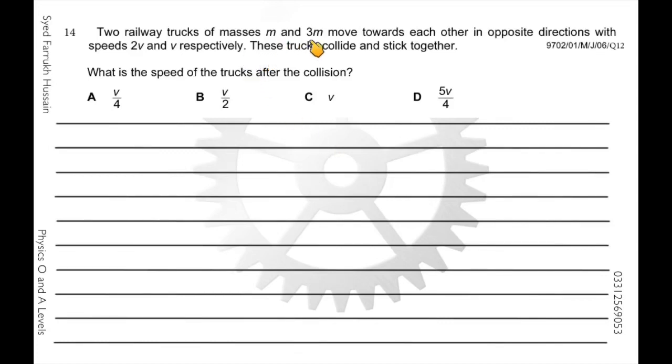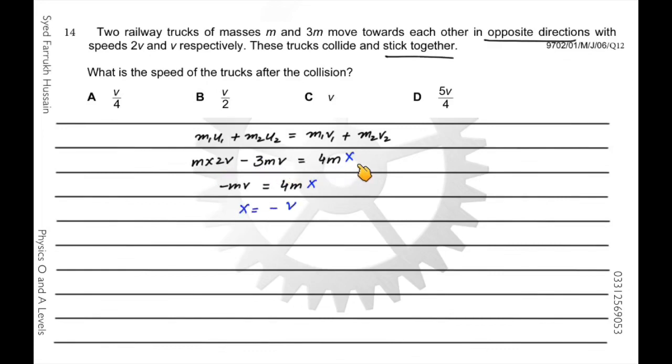Two objects of masses m and 3m move in opposite direction, stick together, which means inelastic collision. According to law of conservation of momentum, m times 2v minus 3mv is equal to 4mx. I have taken x as the final velocity of the system after collision because they have taken v as initial velocity. So final velocity of the system after collision is actually minus v upon 4. Here minus is actually indicating direction. They have asked you about speed, so you will write v upon 4 magnitude only.